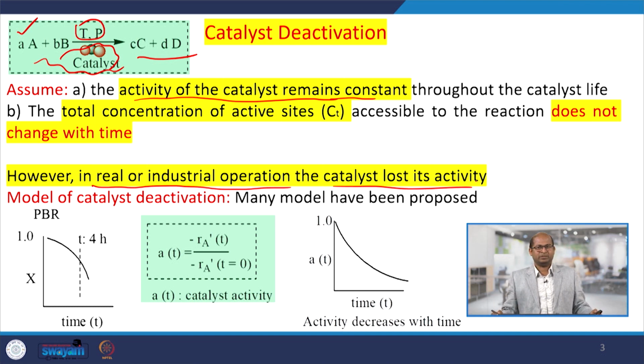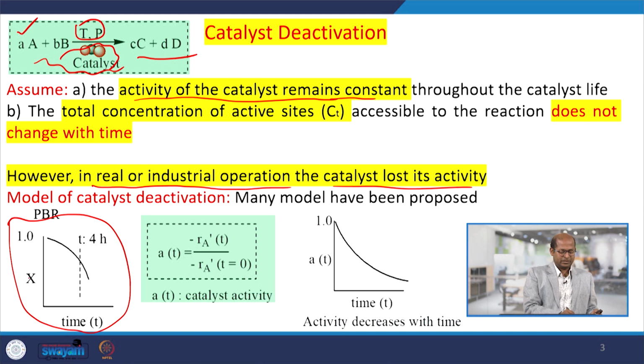the catalyst loses its activity. Here on the left hand side you can see how it happens in a reaction. At time equal to 0, at the beginning, the conversion is very high. As time progresses, as we conduct the reaction for a longer period, the conversion gradually decreases. That is due to the deactivation of the catalyst.